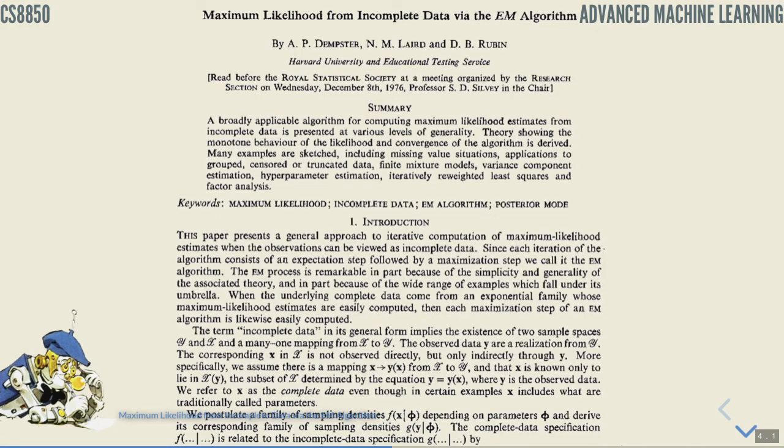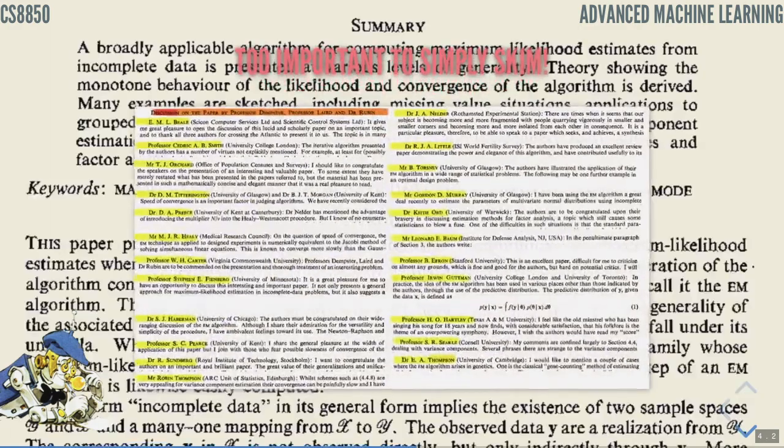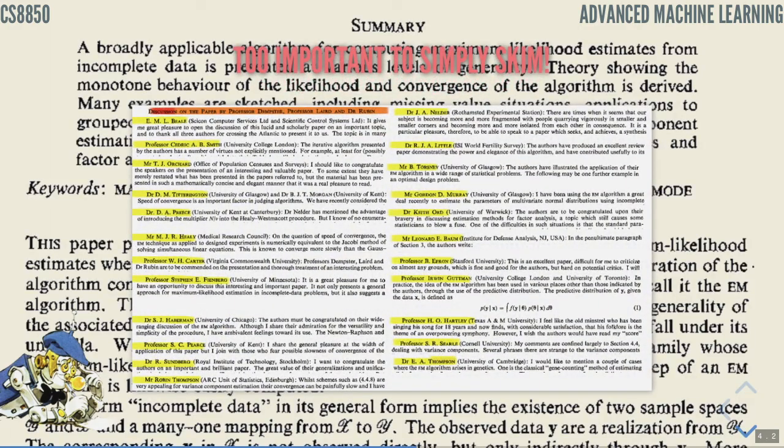Okay, maximum likelihood from incomplete data via the EM algorithm. Expectation maximization. December 8th, 1976. The paper by Dempster, Laird, and Rubin. That's a great paper that we can't miss because it's just too important. It was presented in the Royal Scientific Society.